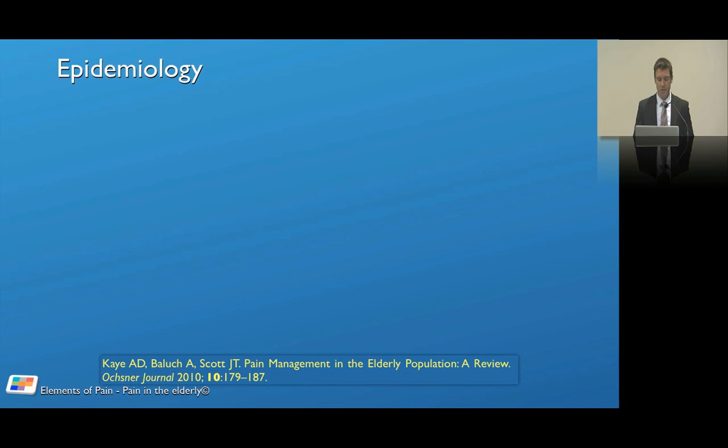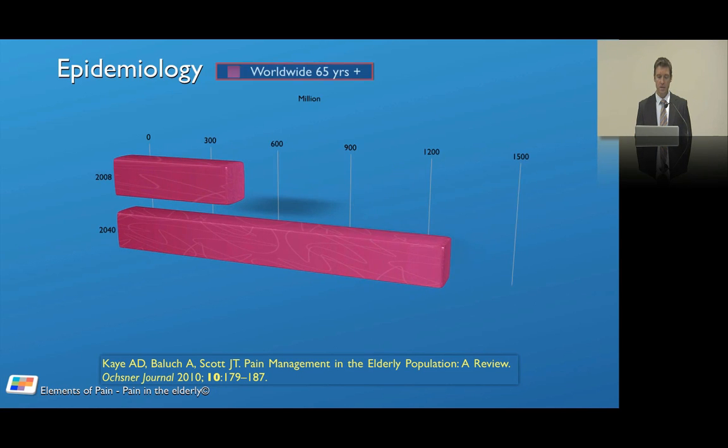So the epidemiology: a lot of papers out there on epidemiology, good reviews on pain management in the elderly, all focusing on a number of important points. So let's look at this. This is the worldwide population of those over 65 years old. Now, I'm not saying that 65 years old means you're elderly, and we'll come to that, but nevertheless, we'll use that as a number.